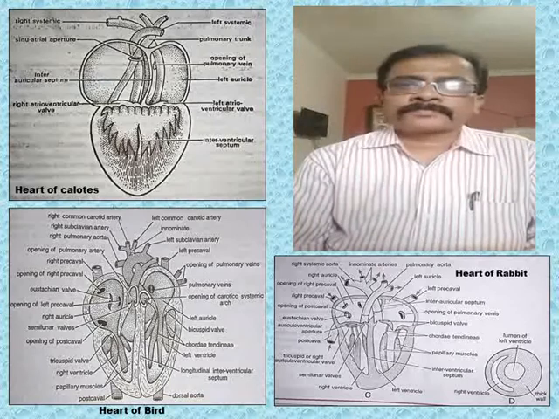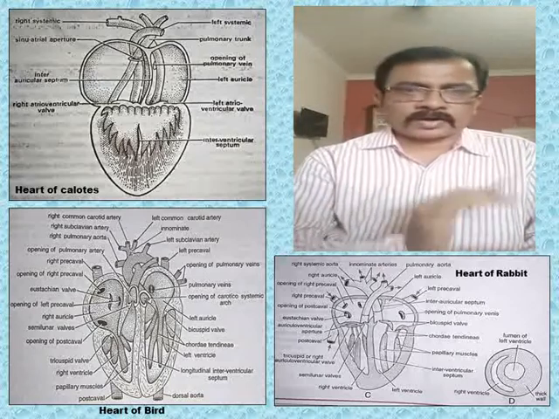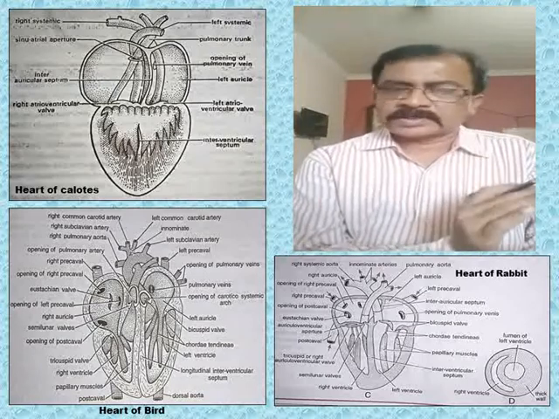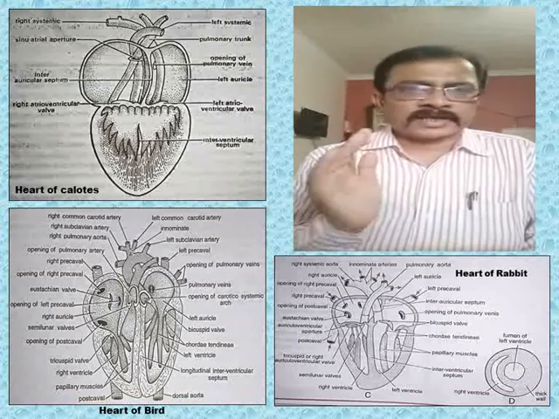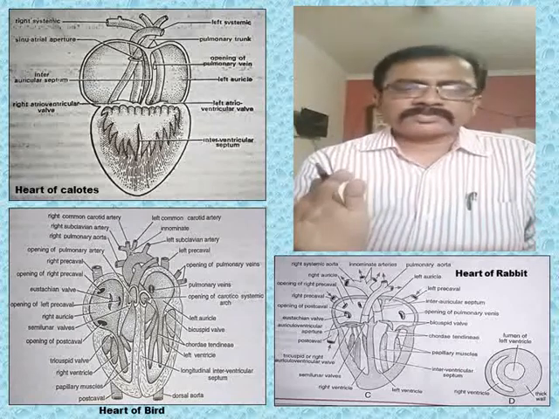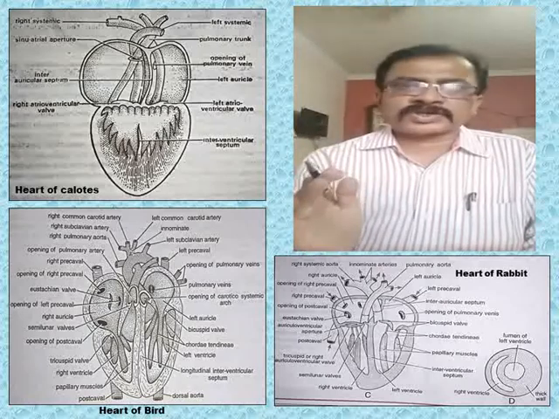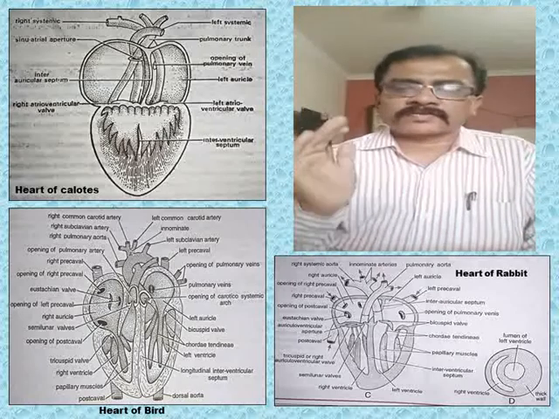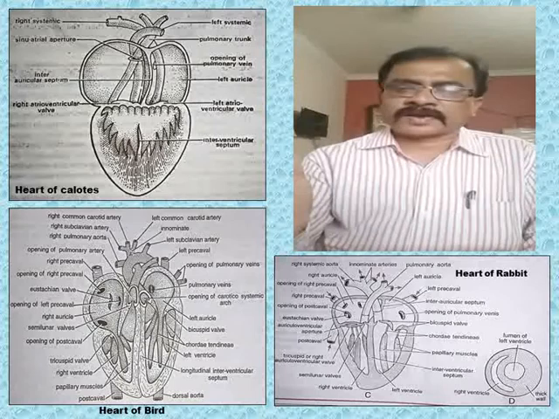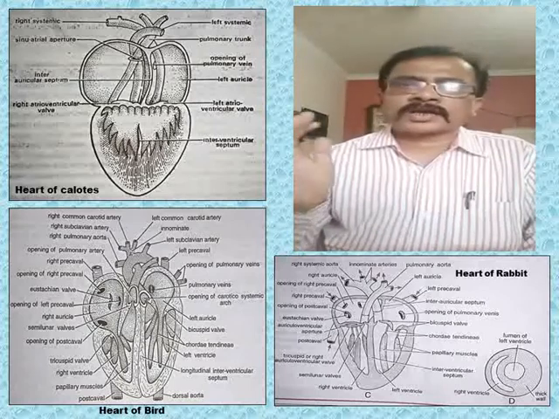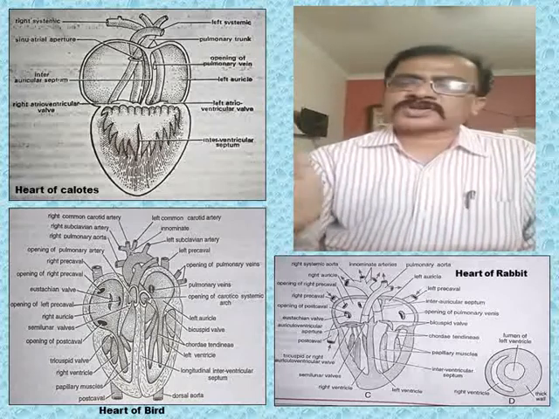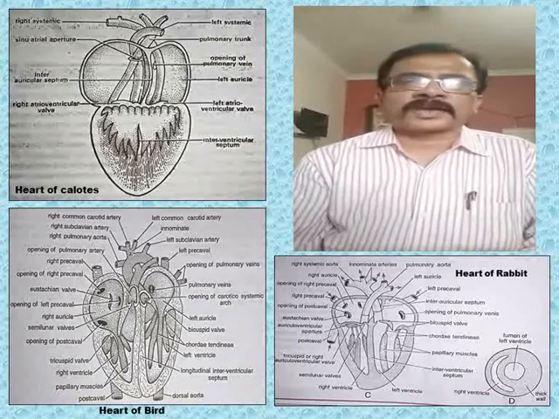Then papillary muscles, they are not found in lizard, but in case of pigeon they are prominent muscular projections from the wall of the ventricle, and in case of rabbit they are large conical nipple-shaped muscular projections or processes from the inner wall of the ventricle.